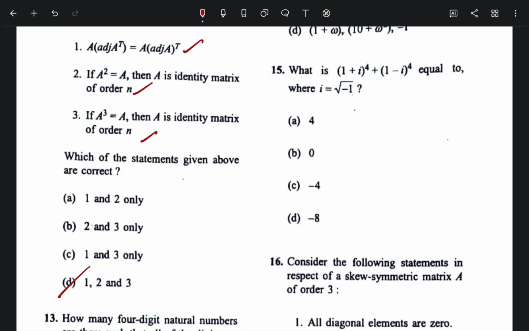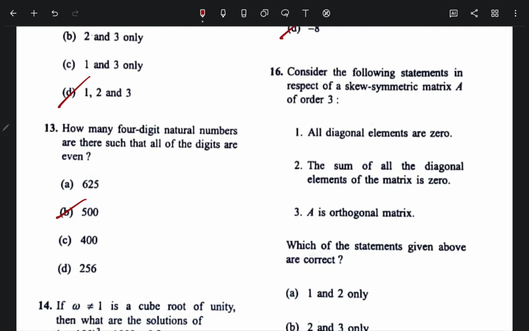For 15, the answer is minus 8, right? So this can actually be easily solved. Just take the power 4 and you see there will be positive values in here, negative values in here. You can cancel that and you'll get the answer.